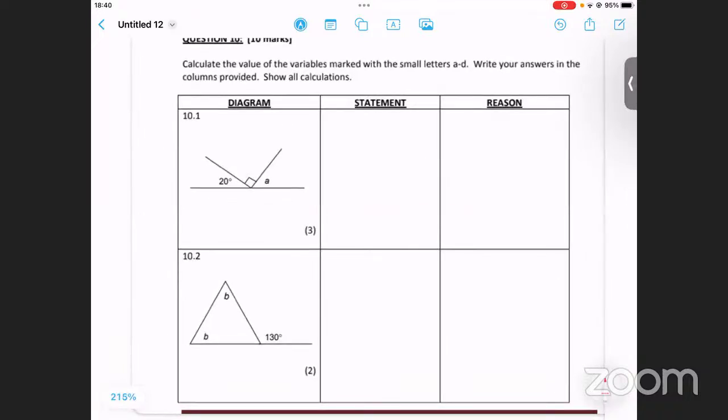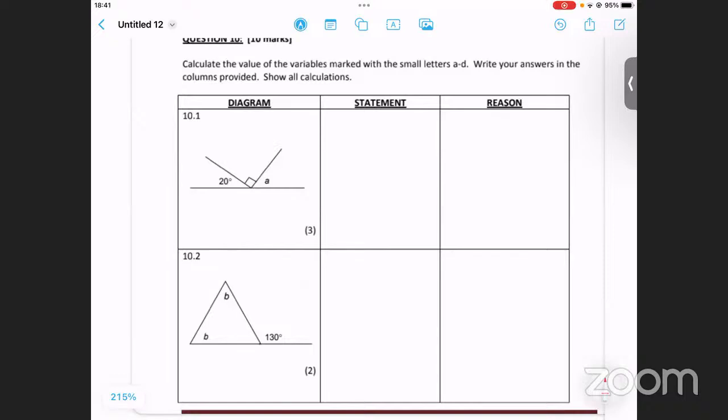Now let's look at question 10 here. They say calculate the value of the variables marked with a small letter A to D, and show all the calculations in the column provided. You have to tell us how you got to your final answer. You cannot just say A is equal to 3. You need to show how you got to that 3.